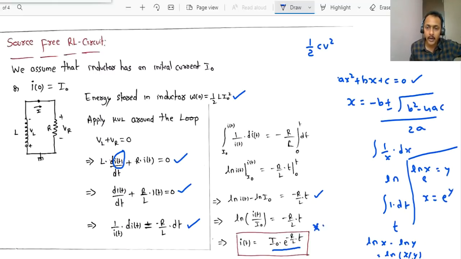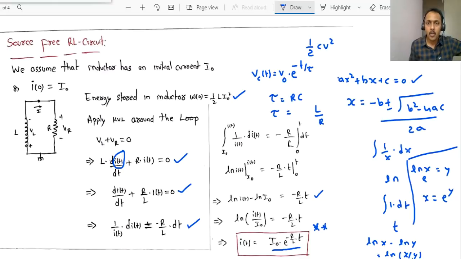This is very, very important. If you observe, we have derived for the capacitor, the voltage across the capacitor, Vc of t equals V naught into e power minus t by tau. If it is the RC case, the tau value is equal to RC. If it is an RL circuit, the tau value is equal to L by R. Very, very important: time constant tau. Similarly, for the inductor, we got the response as I of t equals I naught into e power minus R by L into t. Clear?